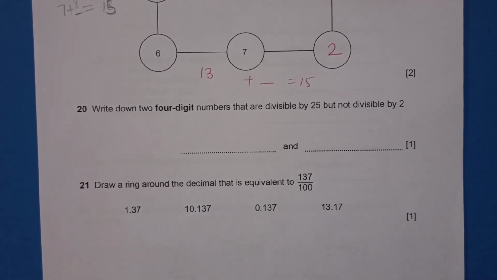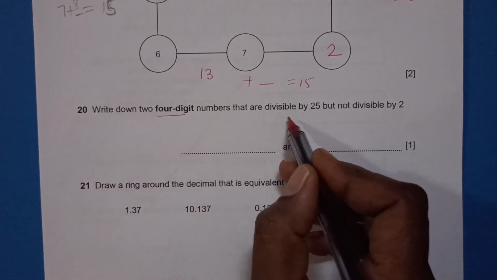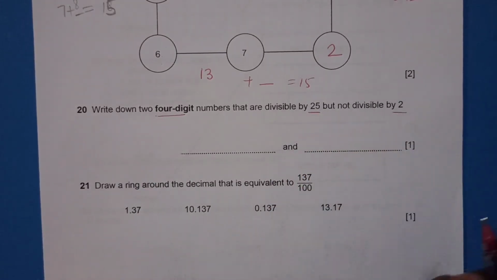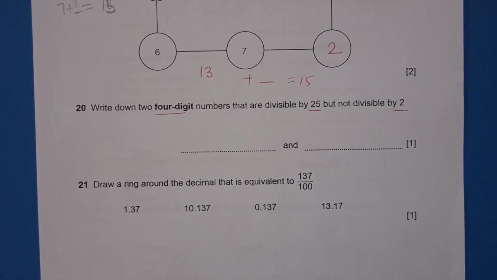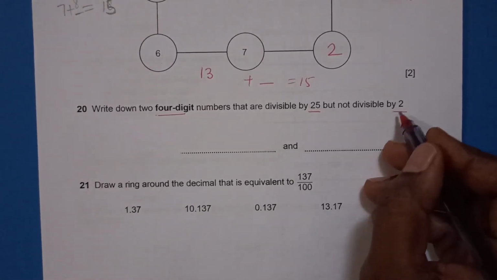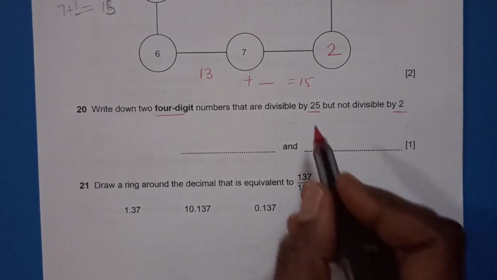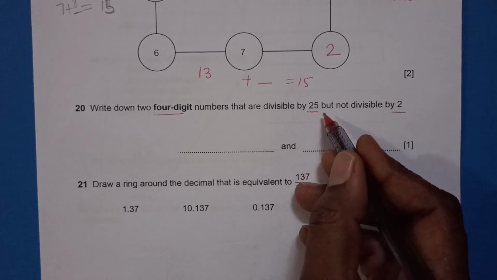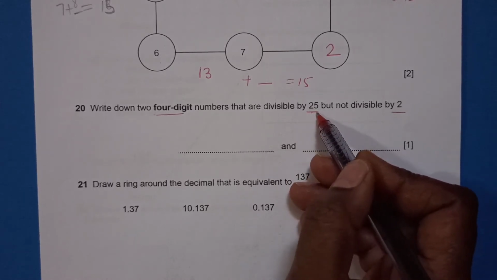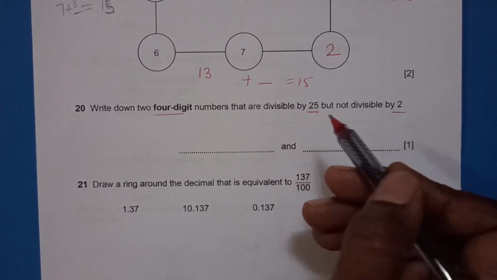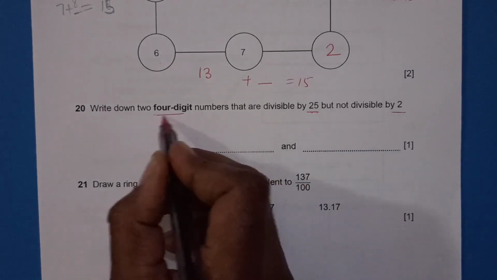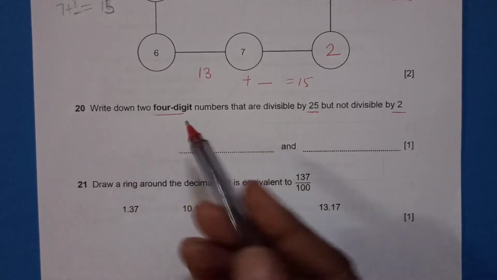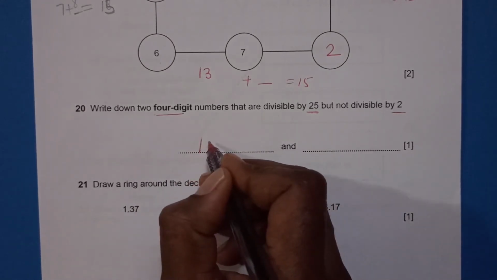Write down 4-digit numbers that are divisible by 25 but not divisible by 2. So now the numbers which are divisible by 2, they end with 2, 4, 6. And those which are divisible by 25, they should end with 25, 50 and 75. So we need 4-digit numbers. We are not given any limit, so we can write down any number like 1.